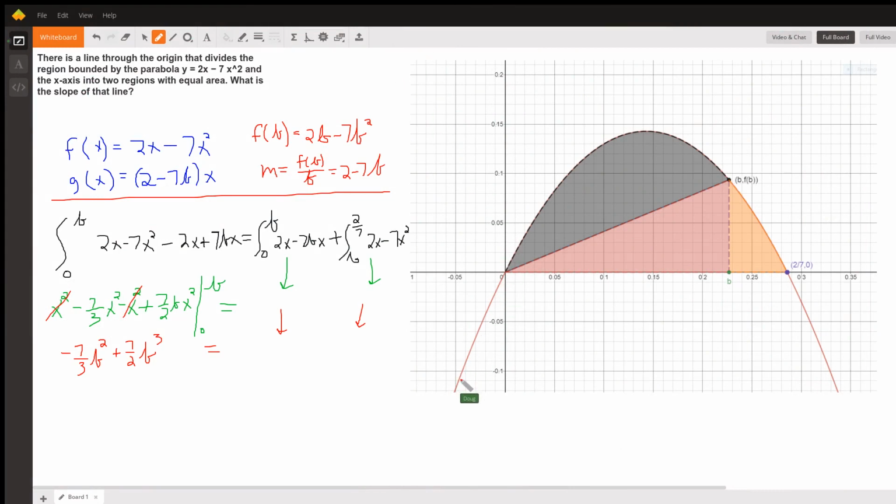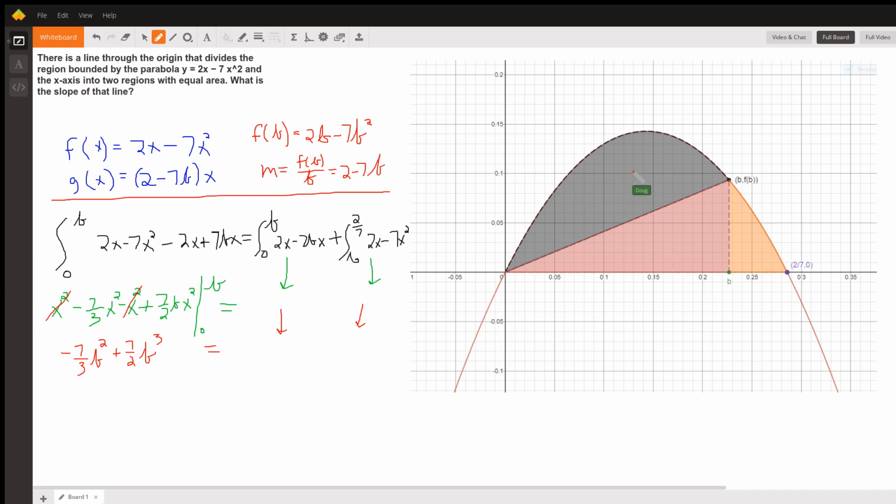I've graphed the function f of x equals 2x minus 7x squared, which is this downward opening parabola. And then I've assumed that there's some point on that parabola that we can draw a line from the origin through, and it will divide the area under the parabola into two equal areas.